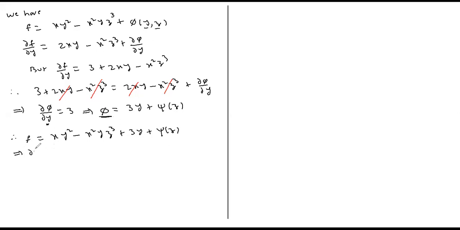So what is dou f by dou z? Dou f by dou z: first term derivative is 0, minus 3x square y z square, third term derivative 0, plus, because it is a function of a single variable, dou by dou z becomes d by dz. D by dz of xi of z is nothing but xi dash of z. Okay, but we know dou f by dou z is the third component. What is the third component?